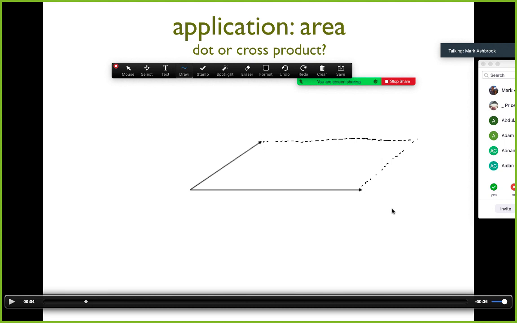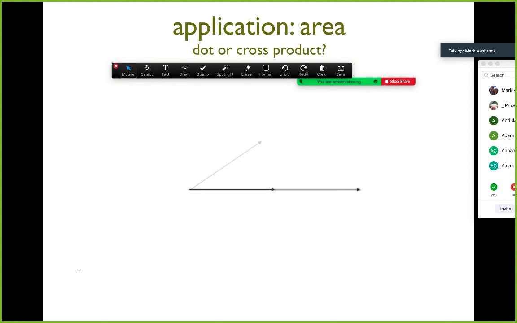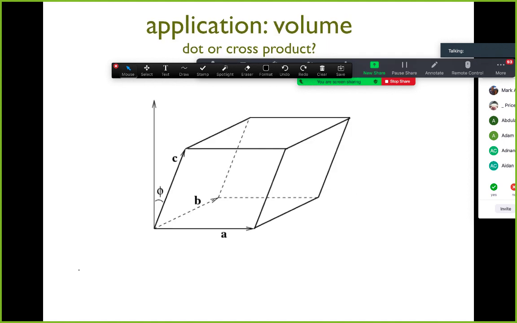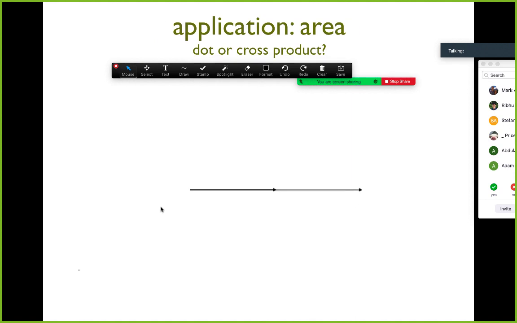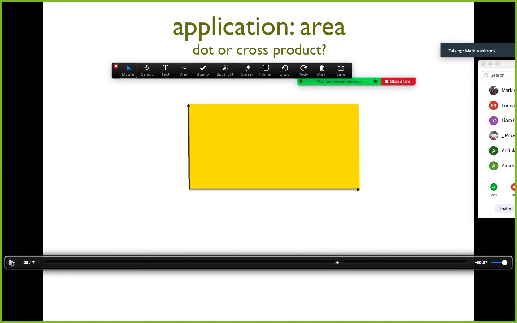Okay, so what about the area of such a parallelogram? Does that match up with our meaning for cross product or dot product? Dot product is maximized when the vectors are parallel and minimized when they're orthogonal. Does that agree with area? Some are saying yes, some are saying no. When do we get the maximum area? It's with the vectors orthogonal, right? Here's the maximum area, when it's a rectangle.